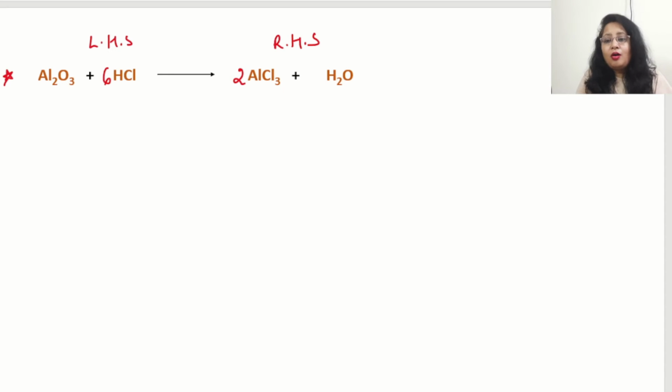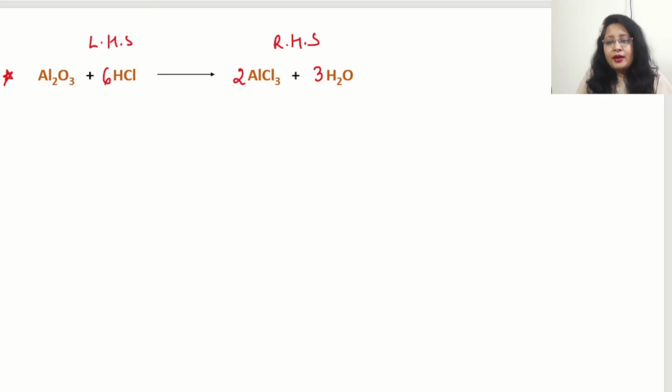Now come to the oxygen. Left hand side 3 oxygen, right hand side only 1 oxygen. See, one more thing. Here 3, here 1. So can we write 3 over here? Let's see what will be the change. Now aluminium again 2 and 2. Chlorine 6 and 6. Oxygen 3 and 3.